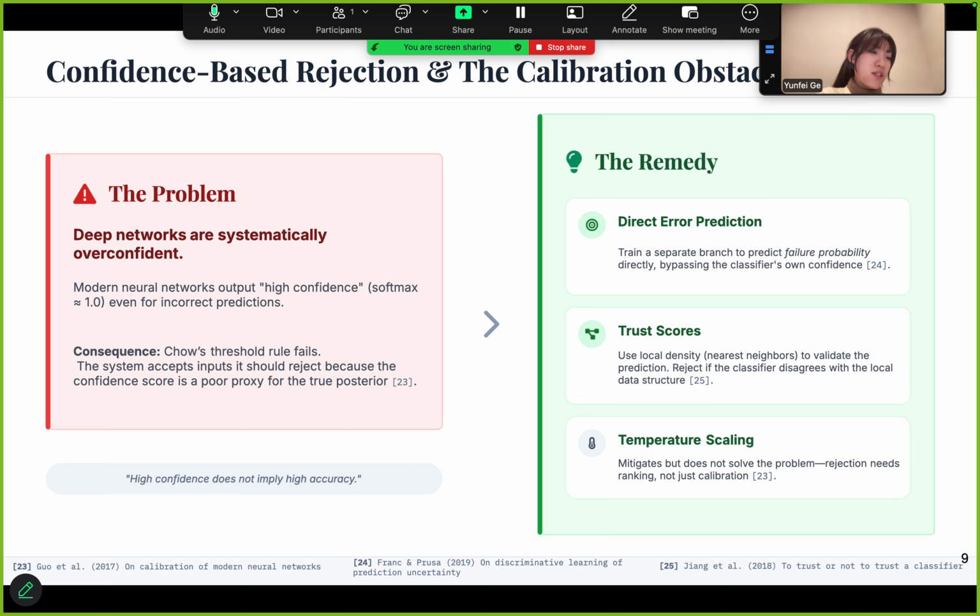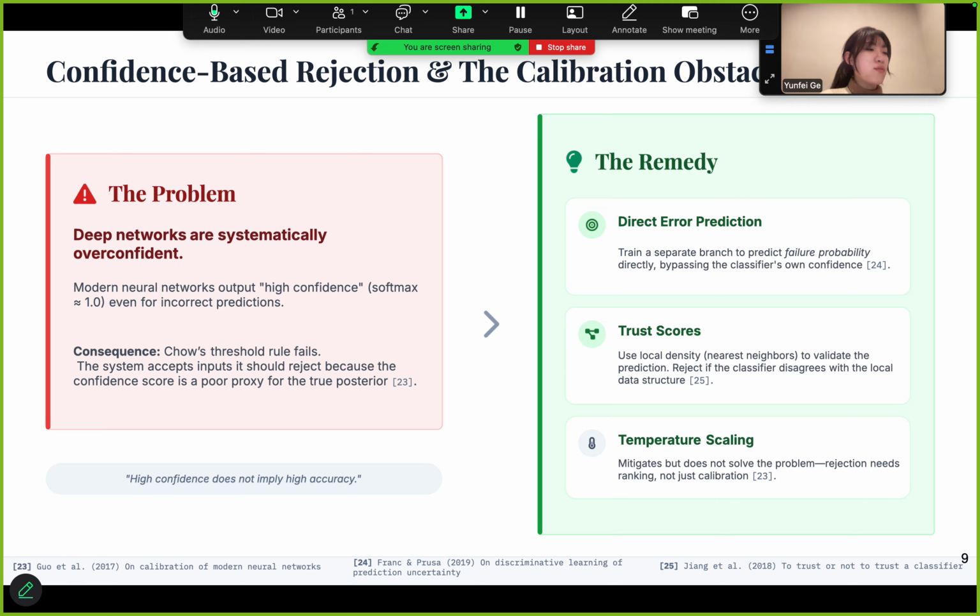And there are a few responses. Temperature scaling rescales the logits to make the softmax less peaked. That helps calibration, but does not fully solve the rejection problem, because what you need for good rejection is a signal that ranks correct versus incorrect predictions, not just calibrated probabilities.